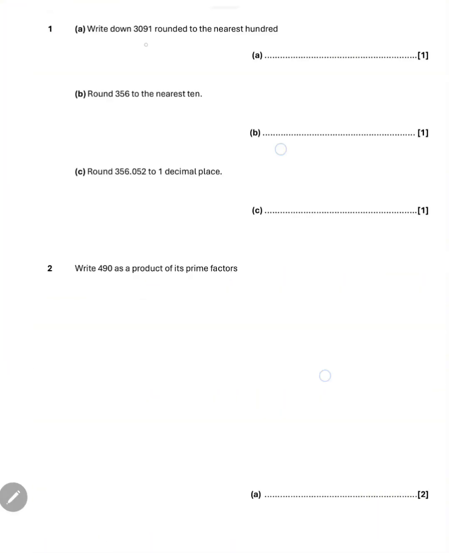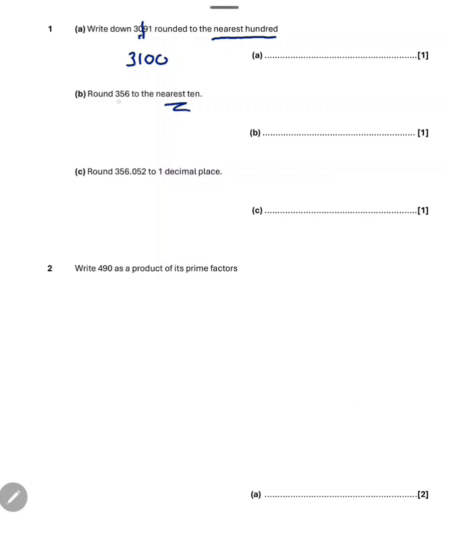Some rounding questions to get us going. 3091 to the nearest 100. There's your hundreds. We draw a line there. And the 9 is going to push that 0 up to the 1. So that's 3,100. It's closer to 3,100 than it is 3,000.